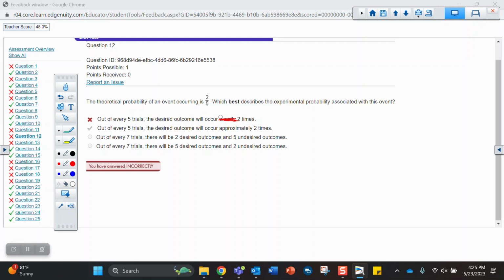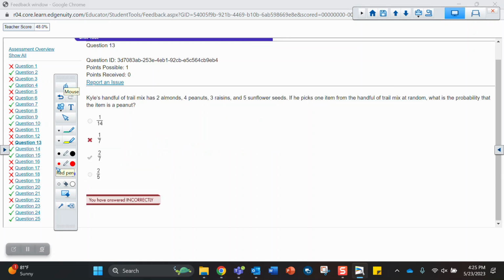So we don't ever want to say exactly. We want to say approximately or around 2 times, about 2 times, but we don't want to say exactly when we're talking about an experiment, because it's never going to be exact. I mean, I guess it is, but not as often as we think. It'll be close, but not exact.